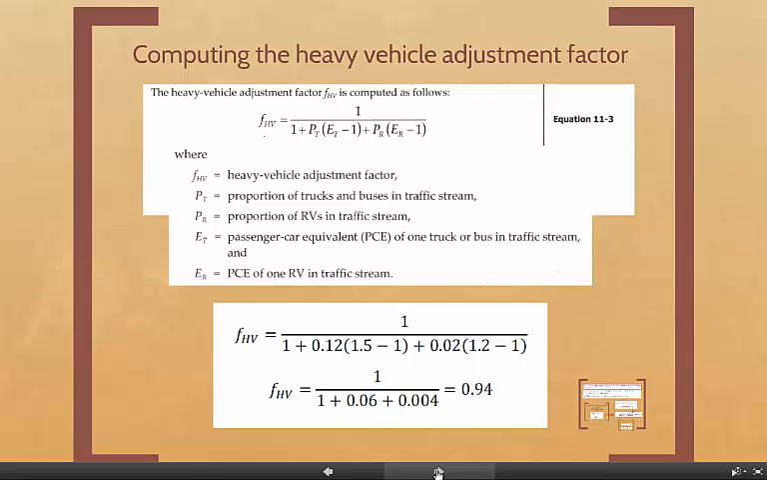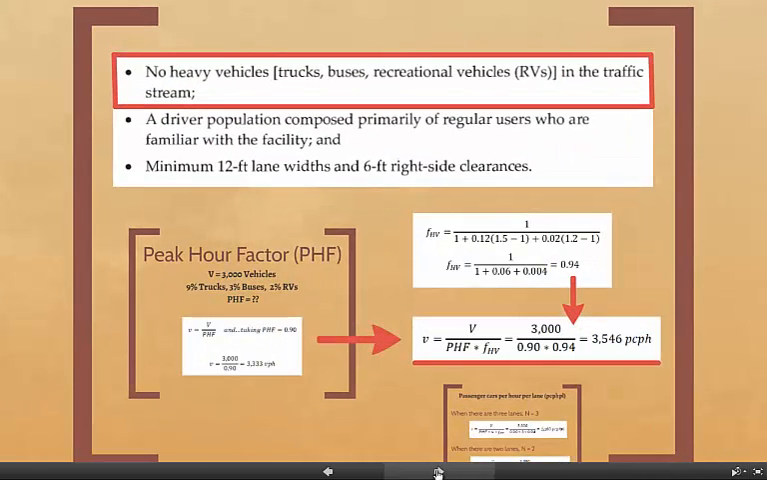So, 0.94, well, so what? Well, this does start to become meaningful when we return to the notion of base conditions and then discover how the heavy vehicle factor we computed can be used to adjust for the presence of trucks and buses and RVs. Recall, the base conditions include no heavy vehicles, a driver population composed primarily of regular users, and so on. Before we move forward with the heavy vehicle factor, let's take a step back to a previous topic and incorporate what we already know about peak hour factor.